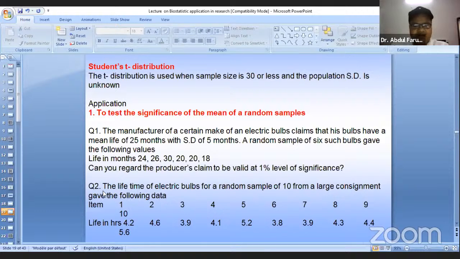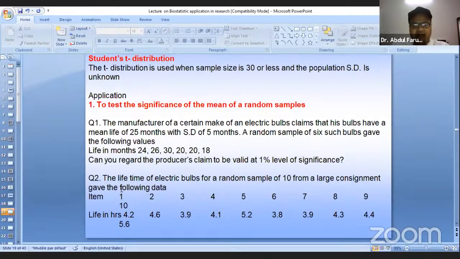तो आप दूसरा केस देखिए, दूसरा क्वेश्चन देखिए, इसी टाइटल के अंदर, टू टेस्ट द सिग्निफिकेंस ऑफ द मीन ऑफ द रैंडम सैंपल. इसी में दूसरा क्वेश्चन हम देखते हैं. द लाइफटाइम ऑफ इलेक्ट्रिक बल्ब फॉर अ रैंडम सैंपल ऑफ 10 फ्रॉम अ लार्ज कंसाइनमेंट गिव द फॉलोइंग डाटा: आइटम वन, आइटम टू, आइटम थ्री, आइटम फोर, आइटम फाइव, आइटम सिक्स, दीज आर द डिफरेंट आइटम्स, और लाइफ ऑफ द बल्ब इन आइटम्स इस तरीके का है 4.2. तो इस केस में आपको इसका मीन निकाल के फिर ये देखना पड़ेगा कि जो सैंपलिंग आपने करी है वो कितना डेविएट होता है.